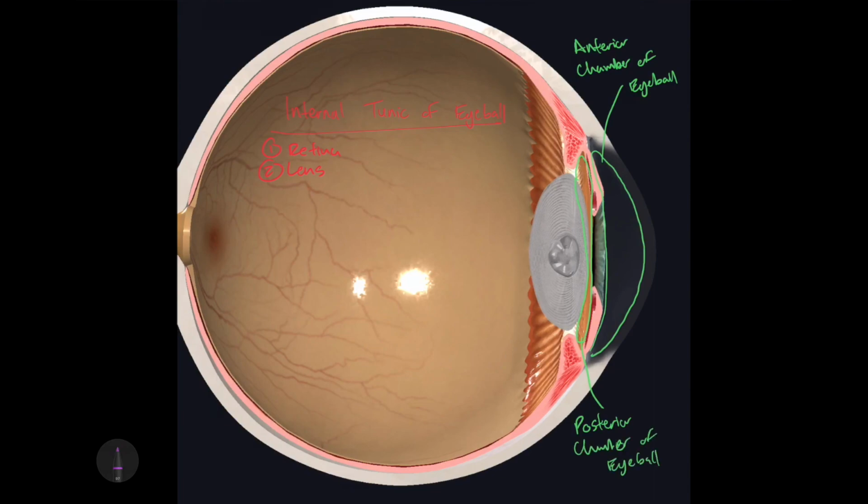Now the fluid within these chambers is a specialized fluid that helps the chambers retain their shape as well as provide nutrients to the cells within this region. This fluid is called aqueous humor.